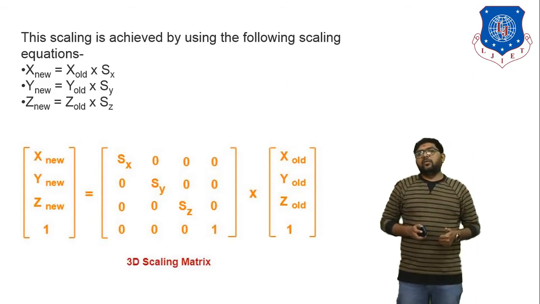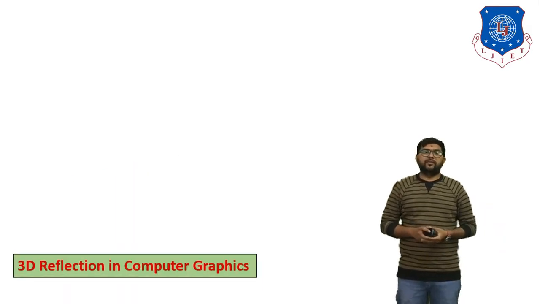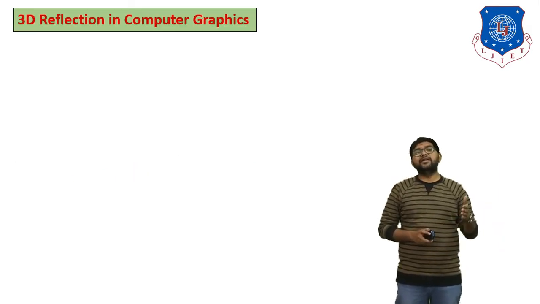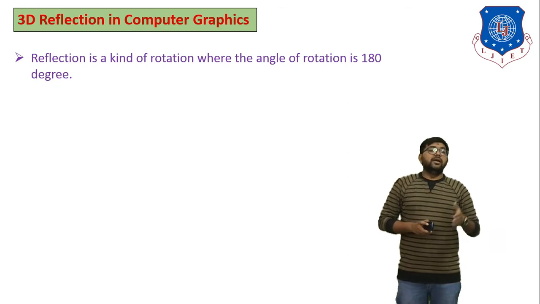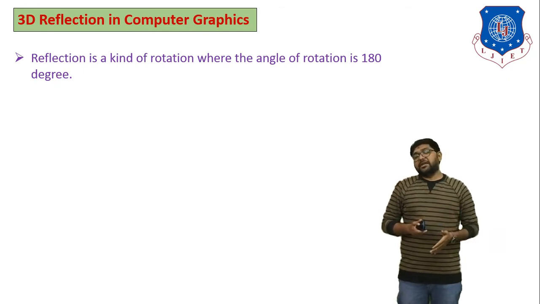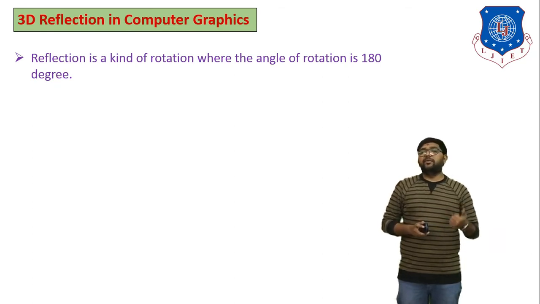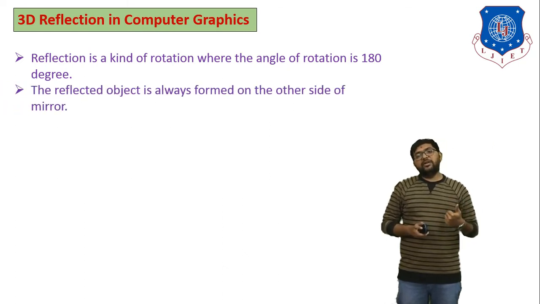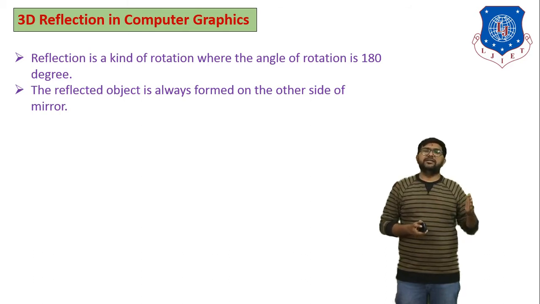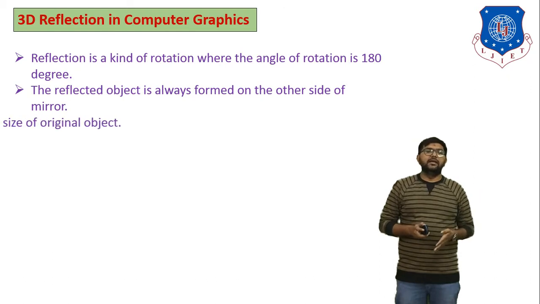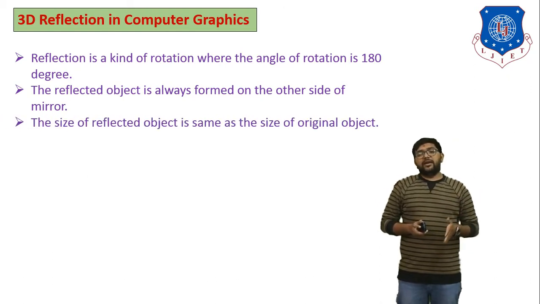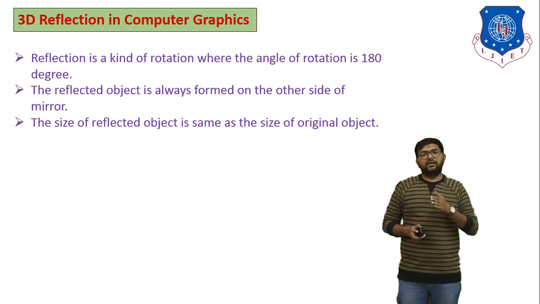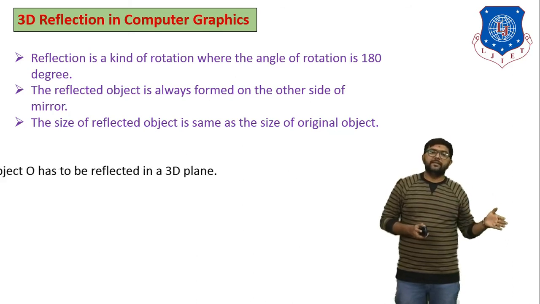Now the last geometric transformation process is 3D reflection in computer graphics. Reflection is a kind of rotation where the angle of rotation is 180 degrees. The reflected object is always found on the other side of the mirror. Reflection is a similar kind of process; it is the process of mirroring. The size of the reflected object is the same as the size of the original object. In reflection, the size of the object will not change.